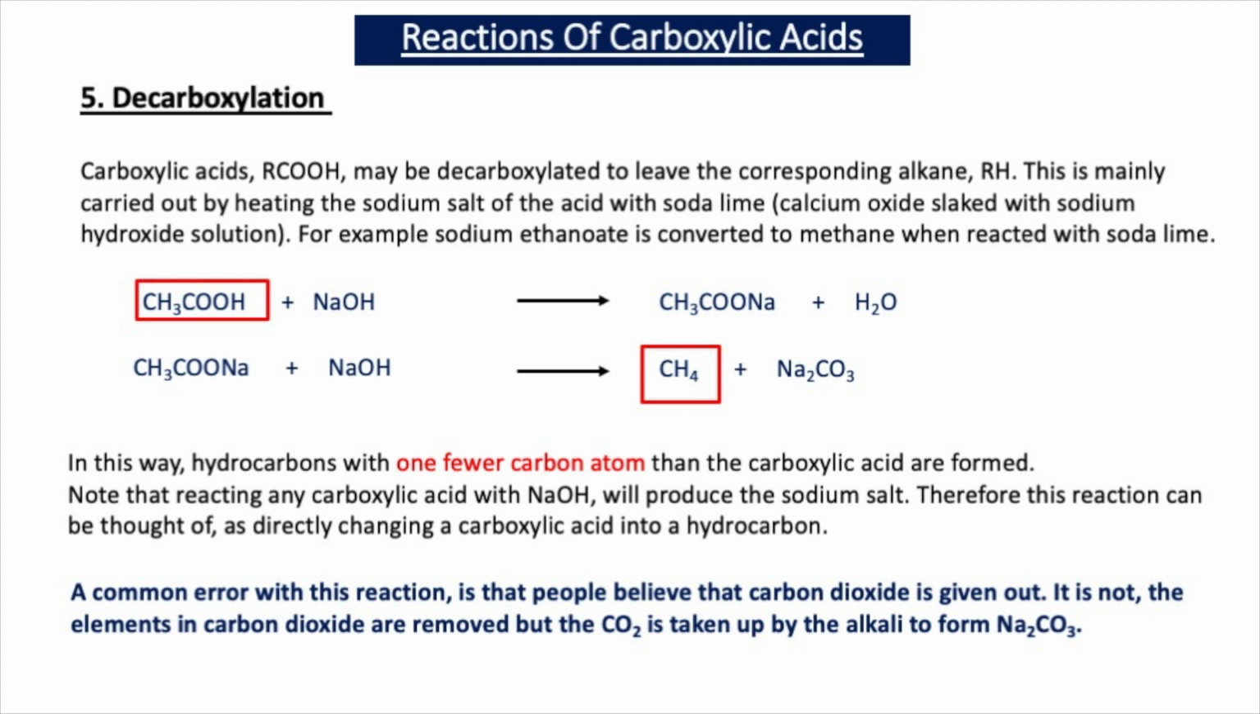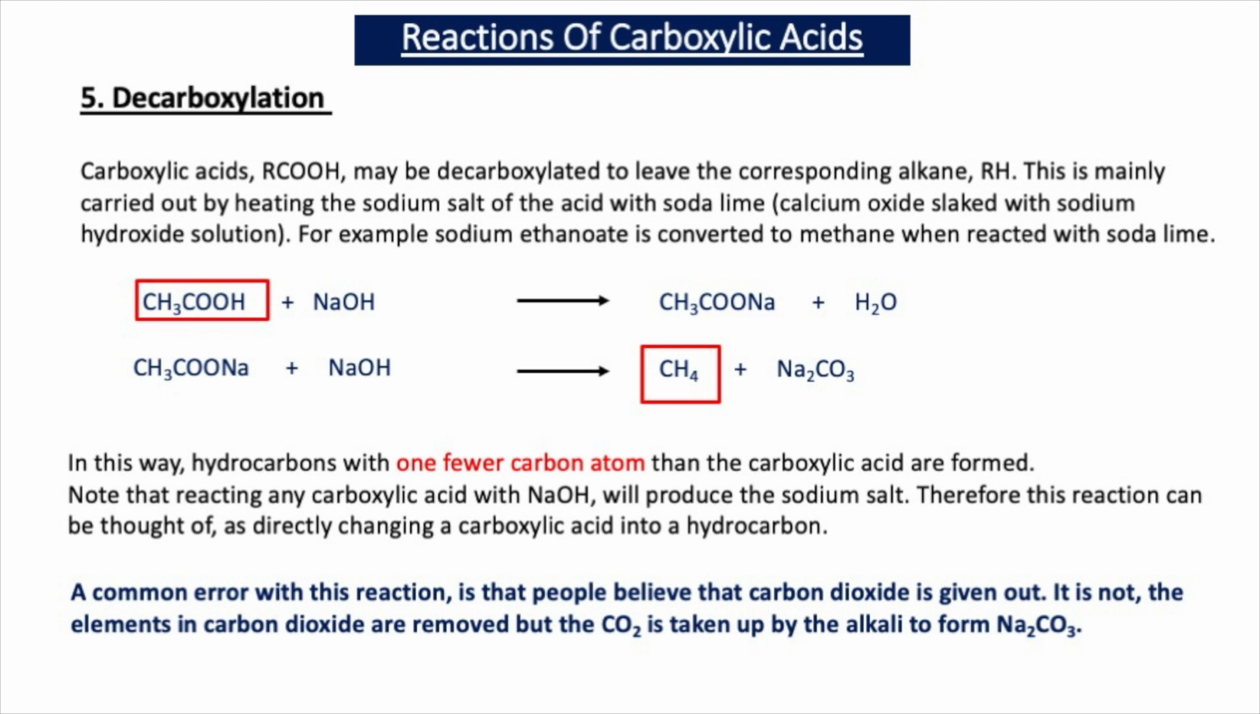CH3COOH, and when you react it with NaOH from the soda lime, you get CH3COONa, so you get sodium ethanoate and water. And then this sodium ethanoate reacts with more sodium hydroxide to form your alkane, which has one less carbon in than the original carboxylic acid, and sodium carbonate.